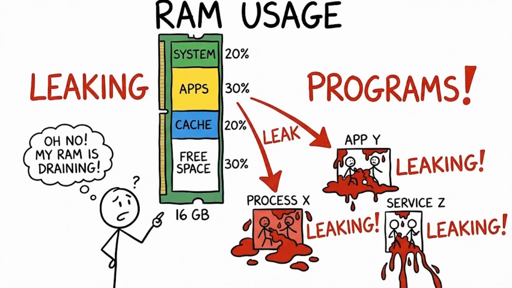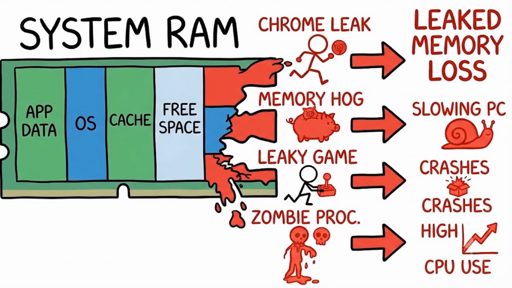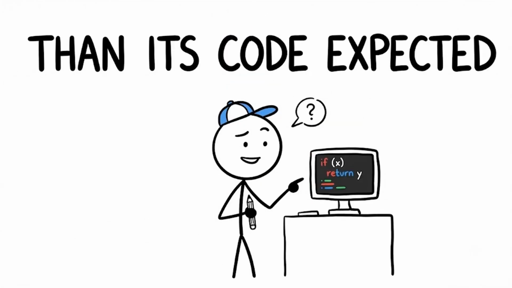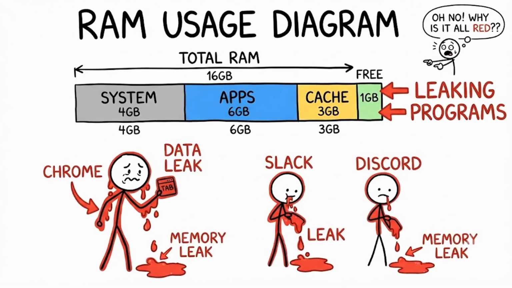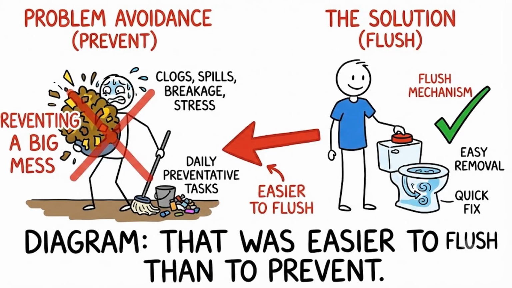Turn it off and on again. It is not a joke. It is not an admission of ignorance. It is the fastest way to flush the accumulated errors of a system that has been running longer than its code expected. The restart is the fix for a class of problem that was easier to flush than to prevent. Now you know.